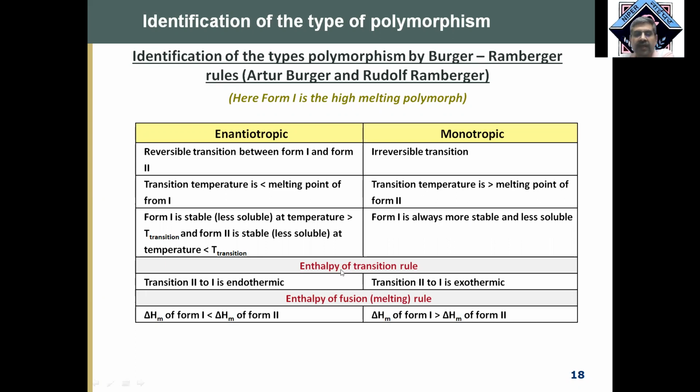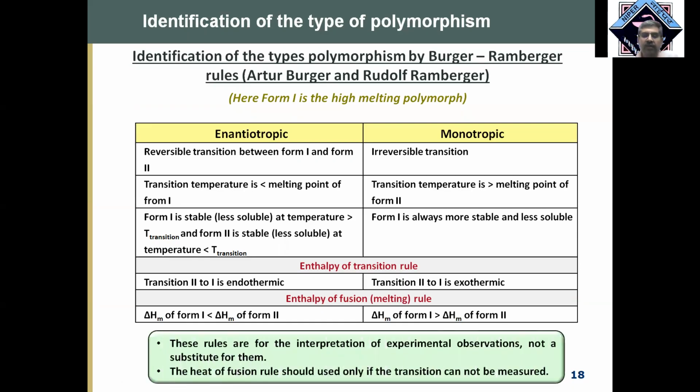There are two rules that are used to identify the type of relationship between the two polymorphic forms: enthalpy of transition rule and enthalpy of fusion rule. Enthalpy of transition rule says that the transition of 2 to 1 is endothermic in nature, while in the case of monotropy, transition from 2 to 1 is exothermic in nature. While the enthalpy of fusion rule says that the enthalpy of fusion, that is delta Hm of form 1, is less than delta Hm of form 2, while in the case of monotropy, the reverse holds true.